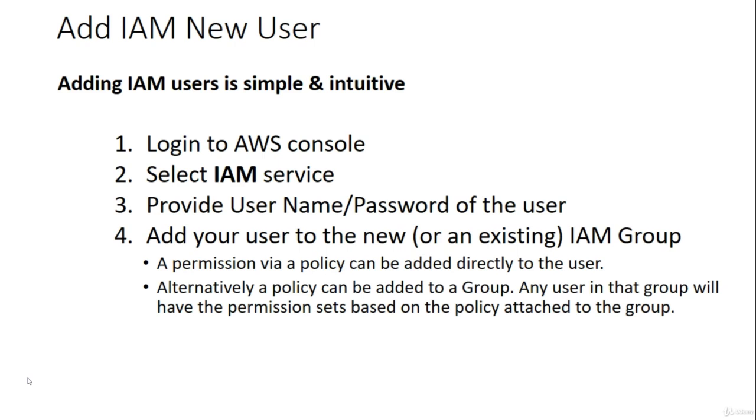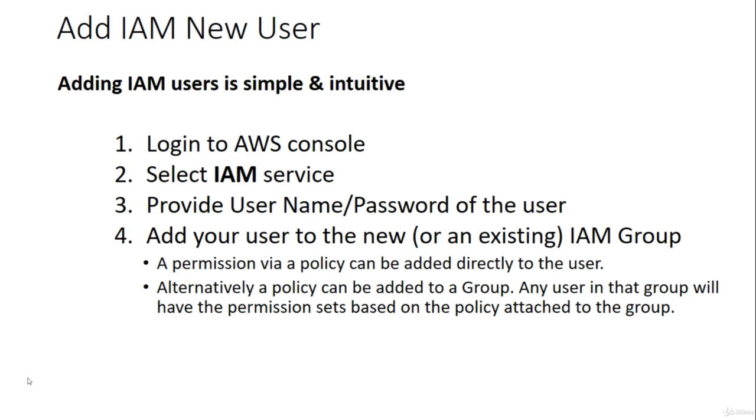Now in the next lecture we will see how to add IAM user and group. To achieve that, you have to log into AWS console, select IAM service, and then provide the username and password of that user. It can be an auto generated password as well. Add your user to a new or existing IAM group. We will see this hands-on, but I am just giving you a heads up so that you will be comfortable with what's going on over there.